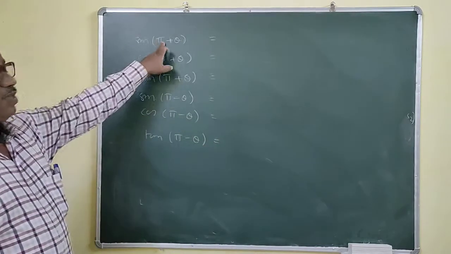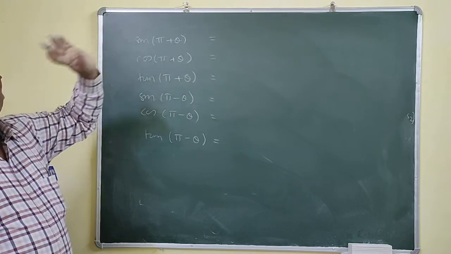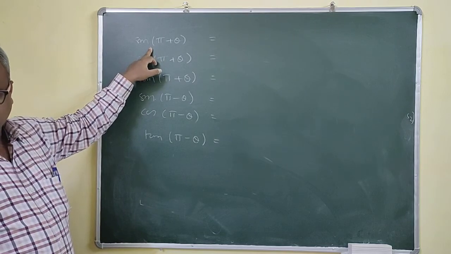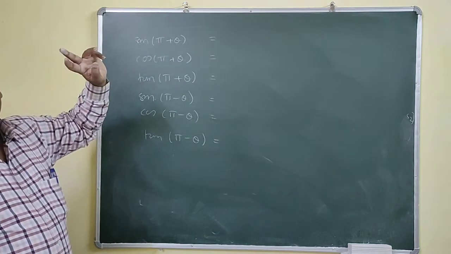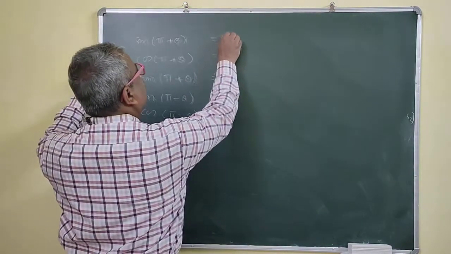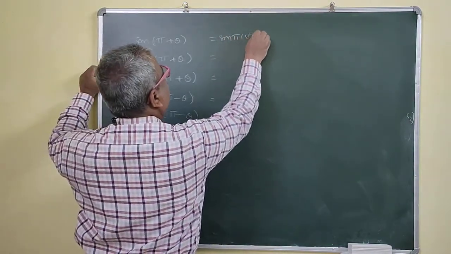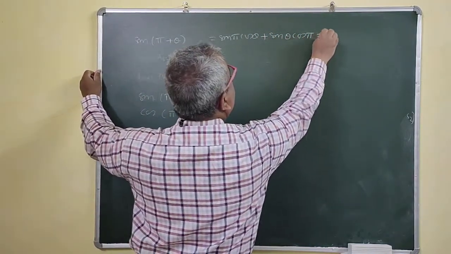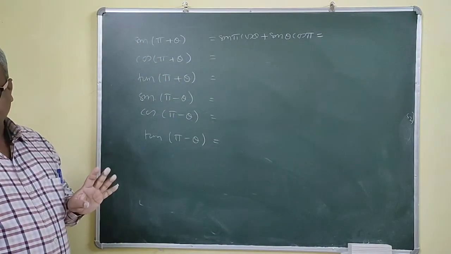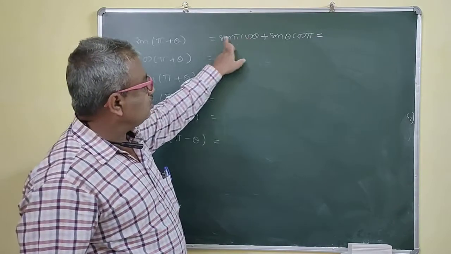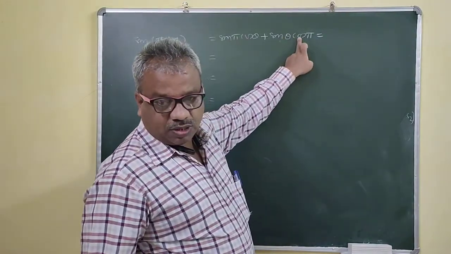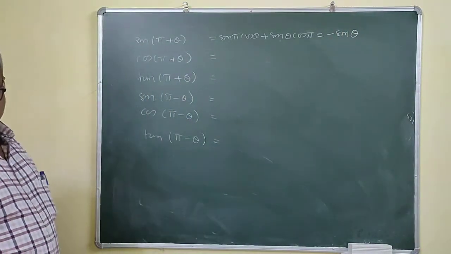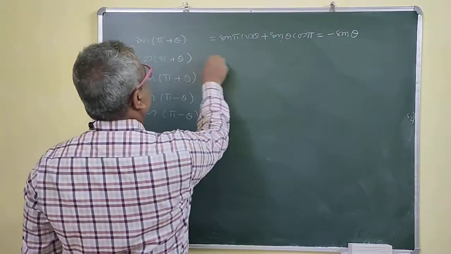So what is sin A plus B? You know that sin pi, sin 2 pi, 3 pi, 4 pi is always 0, right? So there is no first term. For the other we write sin theta cos pi, or simply write this. Now sin pi is 0, so this term is 0. Sin theta cos pi is minus 1, so this is minus sin theta. So very simple now. Again, this is cos, plus, this is what?